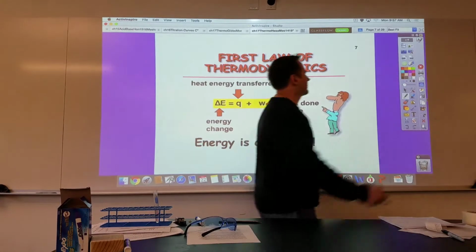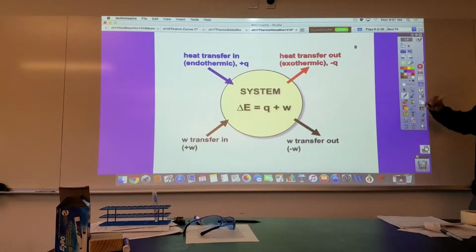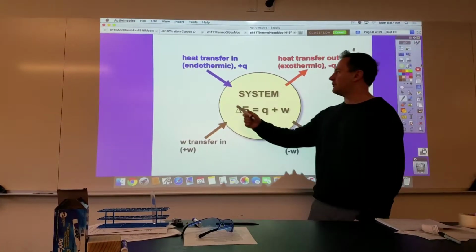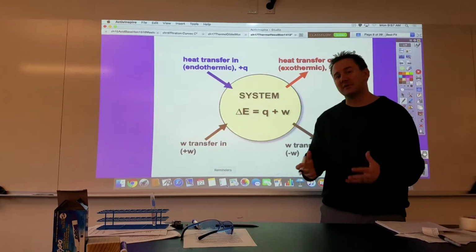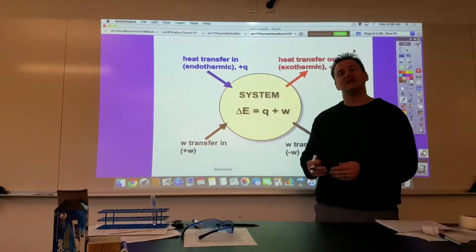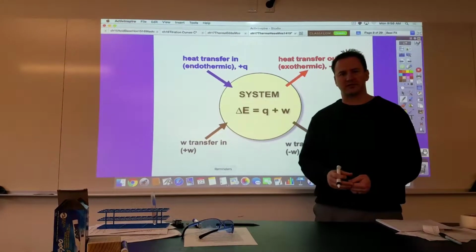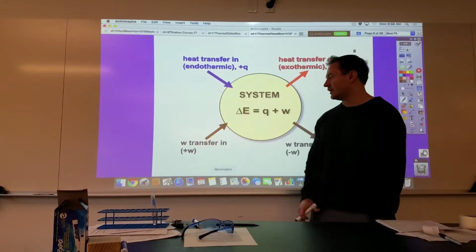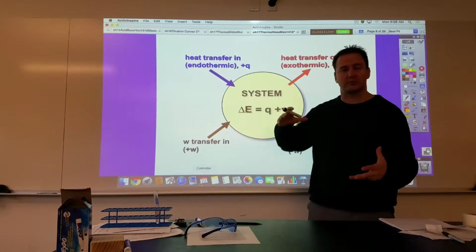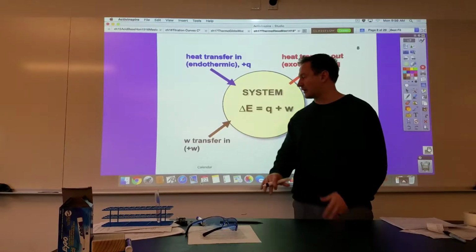All right, so just to reiterate what I said, if we graphically represent that, if you have heat being transferred into the system, that means Q is going to have a positive value. That would represent an endothermic process in which the system's gaining energy. If work's done to the system, basically you're compressing something, then W is going to have a positive value.